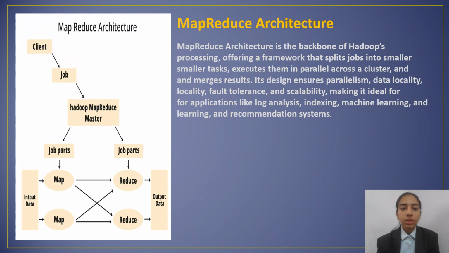Now talking about the MapReduce architecture. In the MapReduce architecture, it divides the job into smaller tasks, executes them in parallel across a cluster, and merges the results. It is designed to ensure parallelism, data locality, fault tolerance, and scalability, making it ideal for applications like log analysis, indexing, machine learning, and recommendation systems.